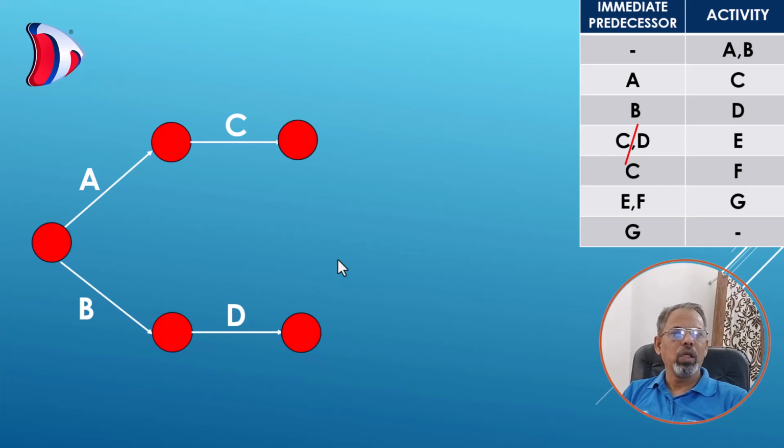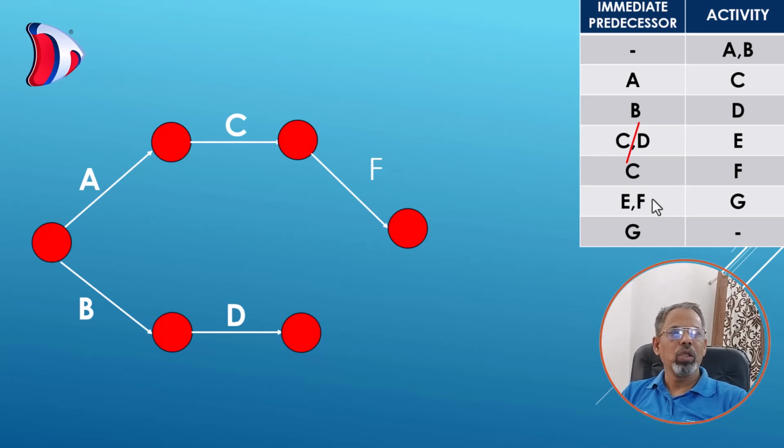Now in the immediate predecessor column, it shows that with a combination of C and D, E is originating, while from C only, F is originating. So from C, if we want to originate F, I don't see that there should be any problem. So we will first originate activity F from activity C. So now the network diagram will look like this.